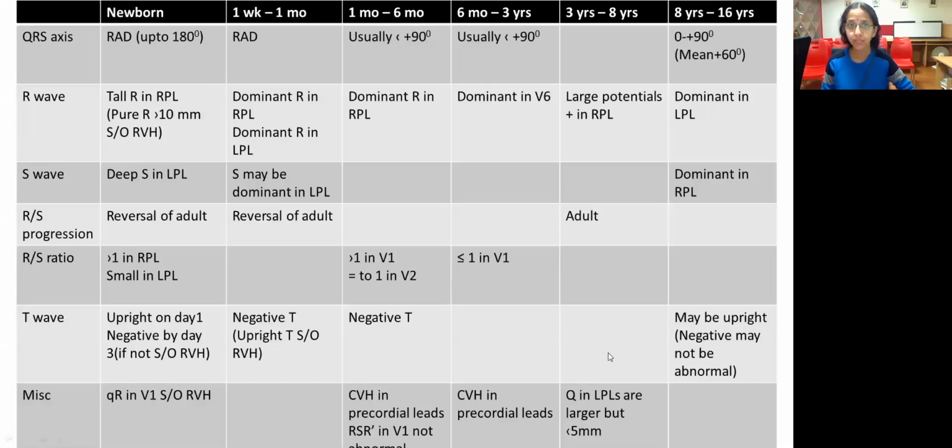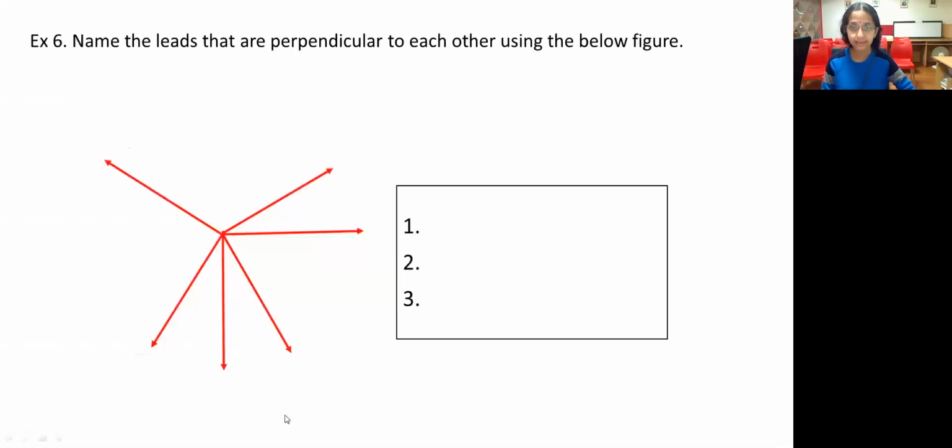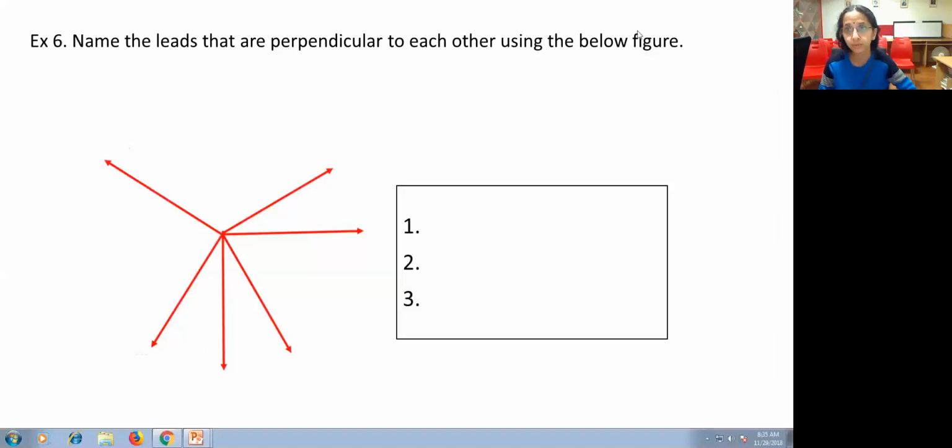So with this understanding, let's do 3 or 4 exercises to determine the axis, and it's actually going to be very easy. You can all use your chat box now and write the answers in the chat box. Can you name the leads in the figure and write down which 2 leads are perpendicular to each other?